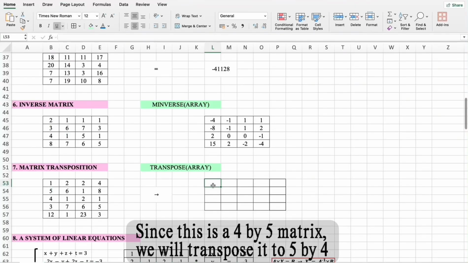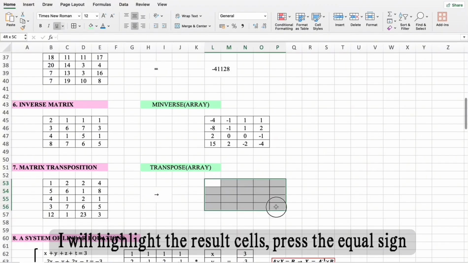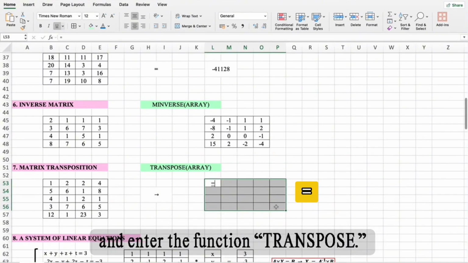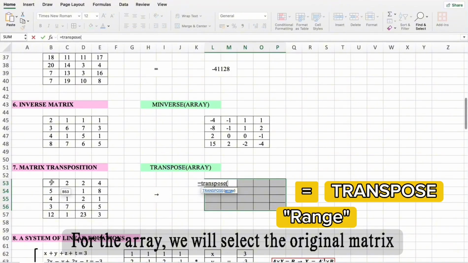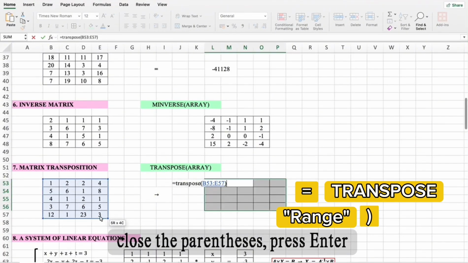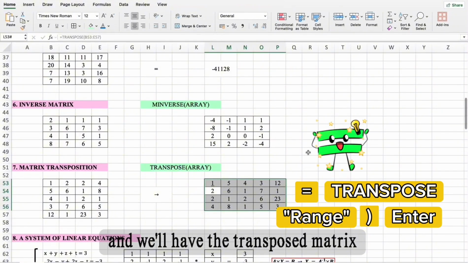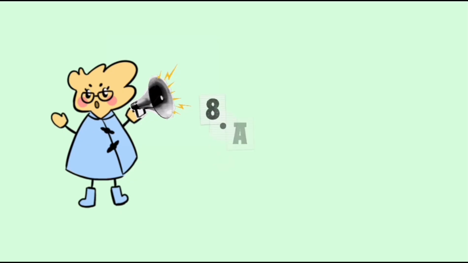Since this is a 4x5 matrix, after transposing, it will be a 5x4. I will highlight the result cells, press the equal sign and enter the function TRANSPOSE. For the array, I will select the original matrix, close the parentheses and press enter, and then we get the transposed matrix.